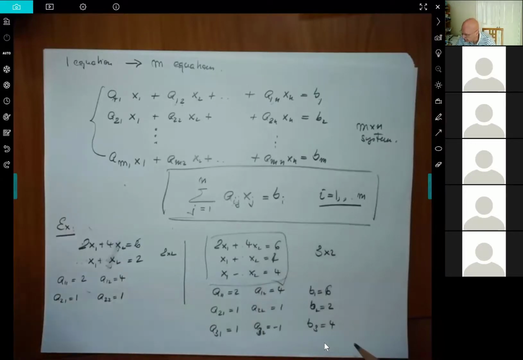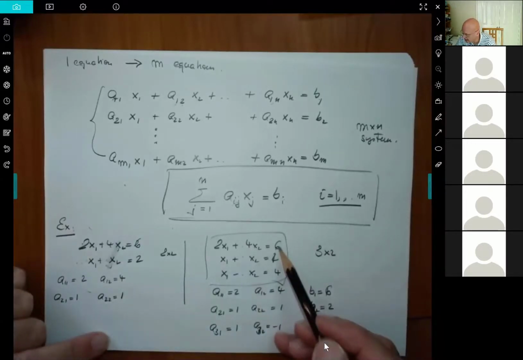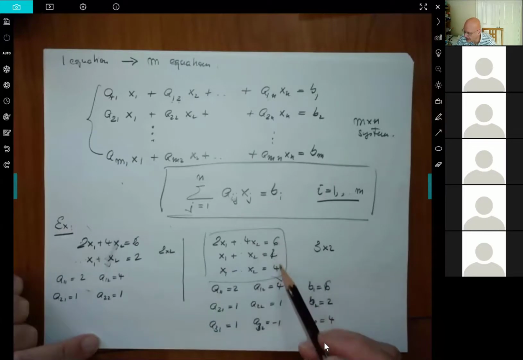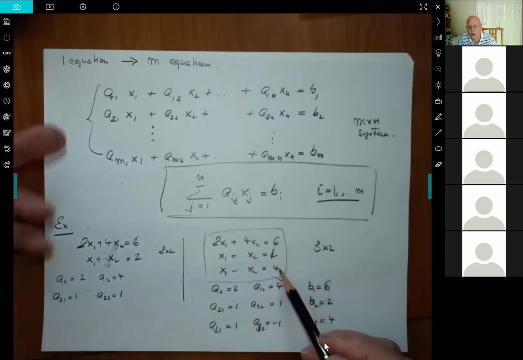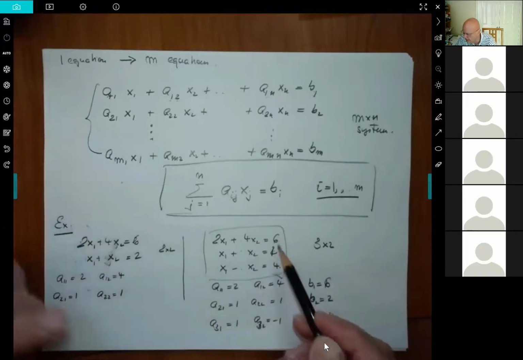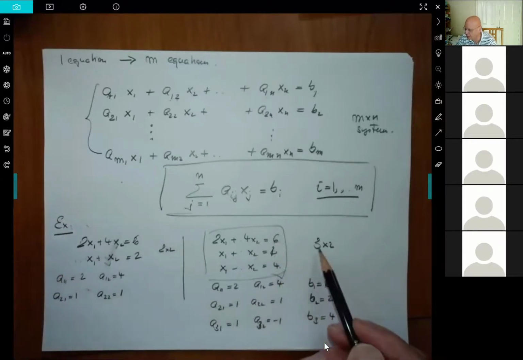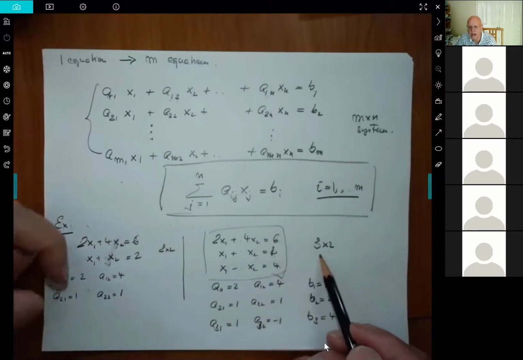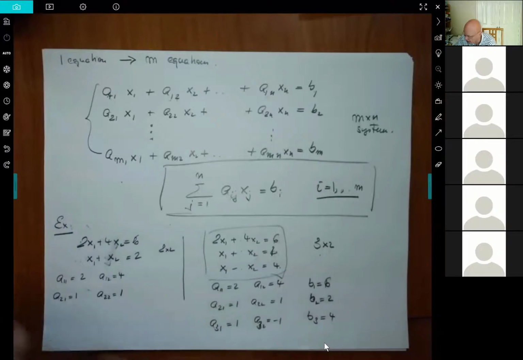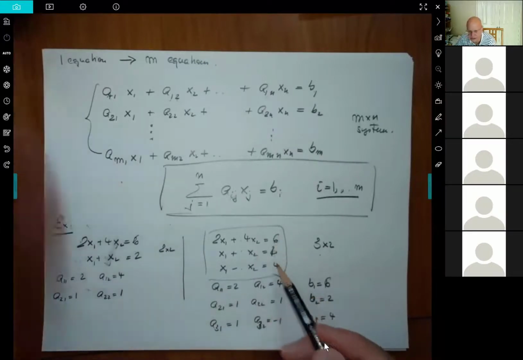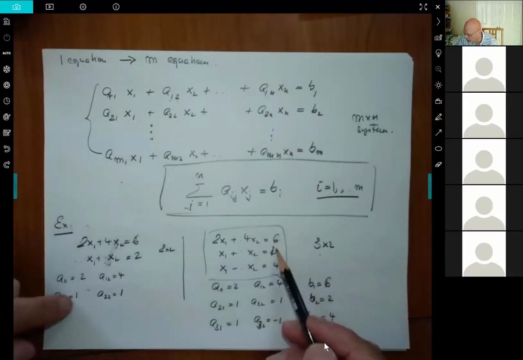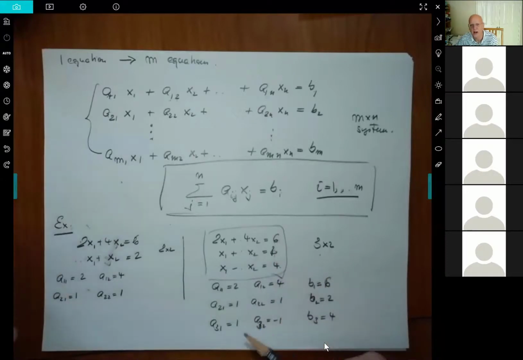And again, as before, if all the numbers on the right-hand side are 0, we would call the system homogeneous. So if there would be 0, 0, 0, it would be a 3 by 2 linear homogeneous system. In this case, because we have 6, 2, 4, it's not homogeneous. But if all these 3 numbers would be 0, we would call it a homogeneous linear system.